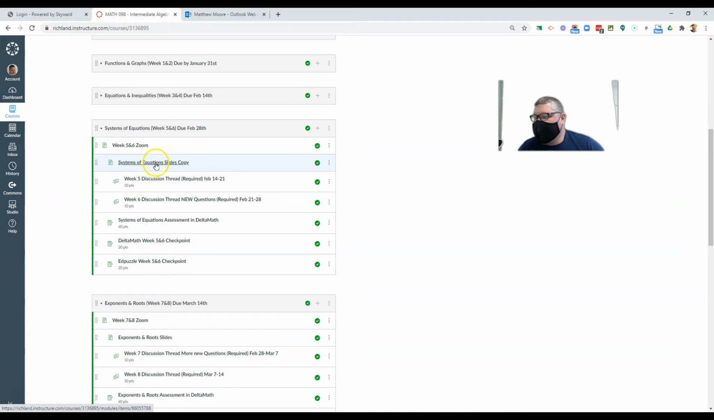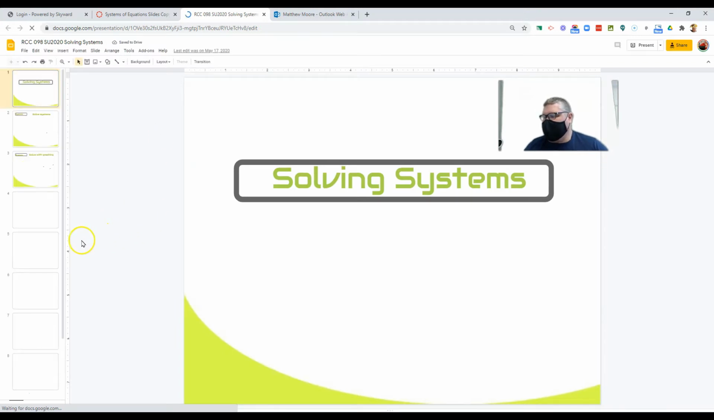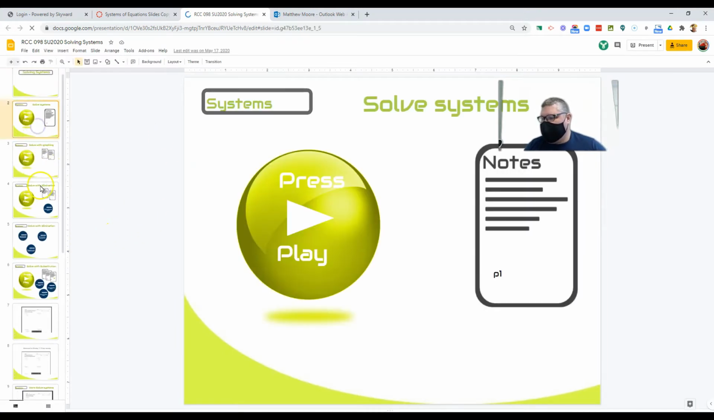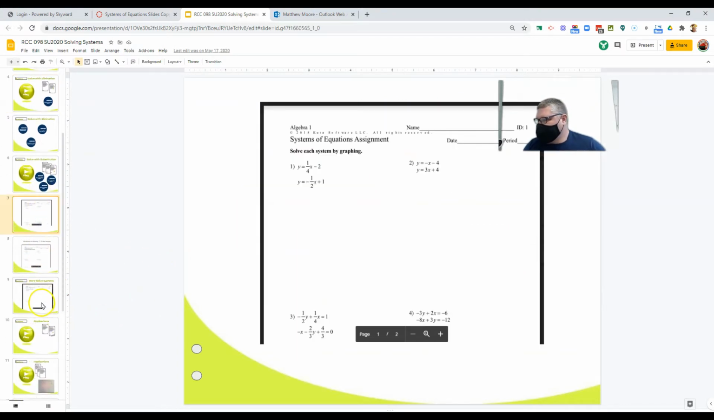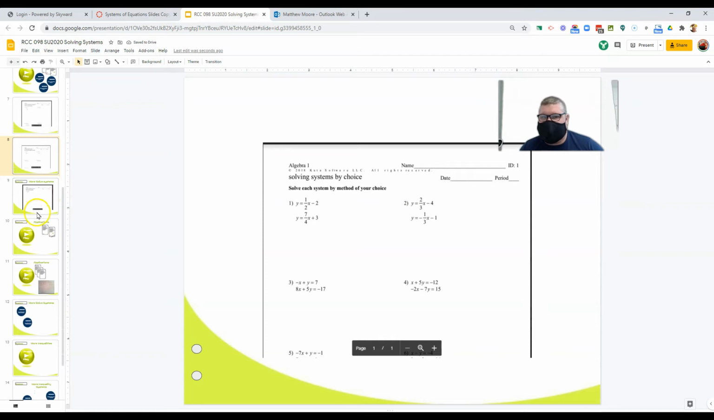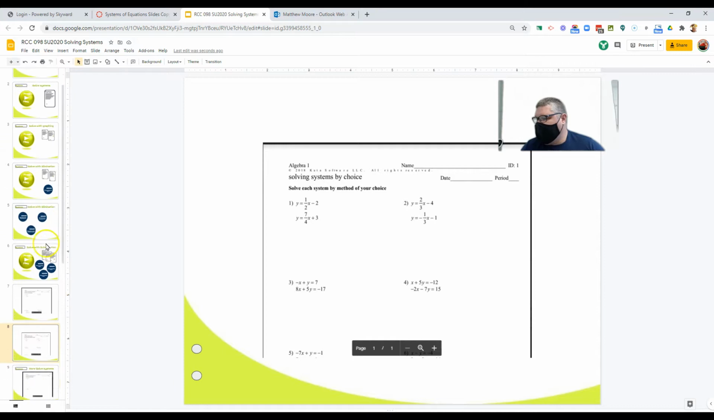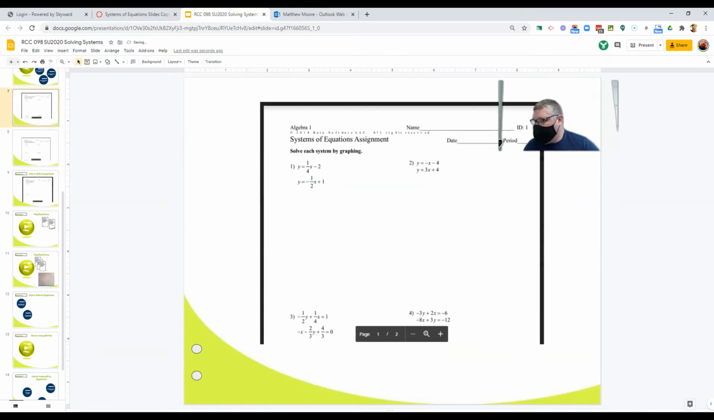So everything in the system of equations slides should be done by the end of Sunday, which means all the Ed Puzzles and all the Delta Maths. Now, in this particular case, the worksheets are not necessarily due. They are for your benefit and your practice. They do not need to be submitted anywhere. So let's go ahead and put those out here.